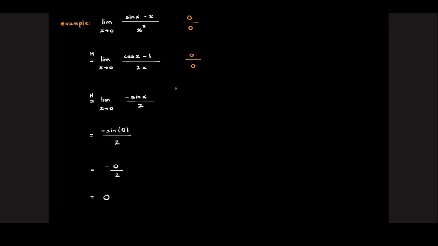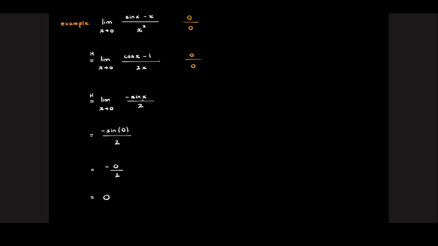We still have this indeterminate form. Well, guess what? We can just apply L'Hopital's rule again. You can sort of keep doing this. So let's go ahead and apply L'Hopital's rule again. Let's differentiate the top and bottom. On the top, we'll just get minus sine x. On the bottom, we'll just get 2. And now let's try plugging 0 in.